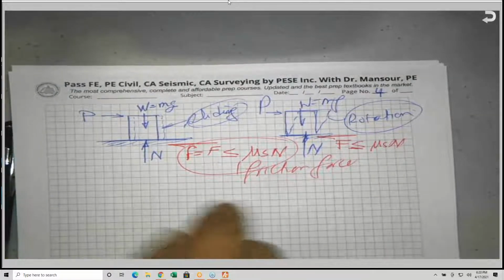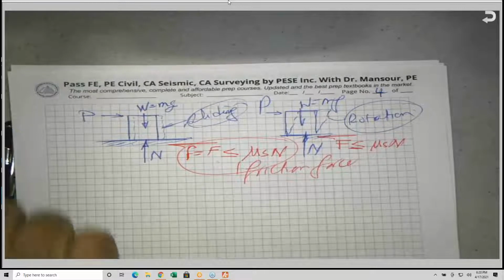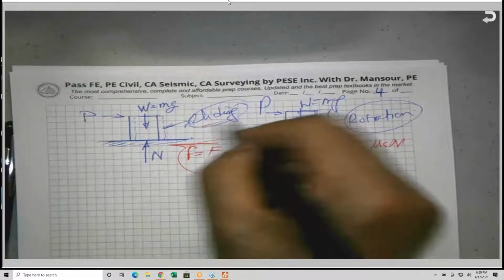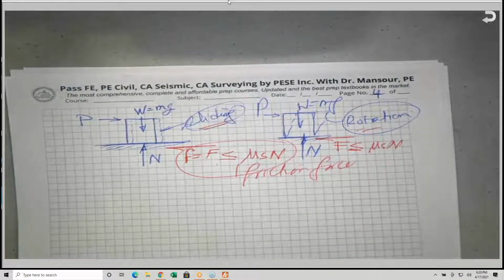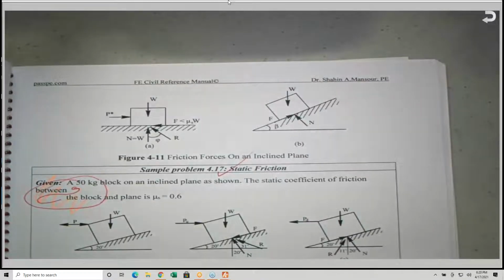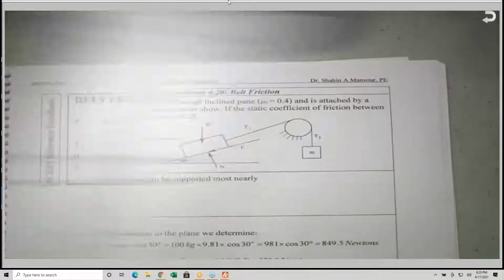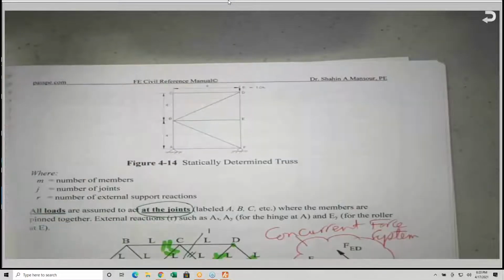And sometimes they have tricky problems. I believe I have a bunch of them. I will be glad to send you some, because you have to examine both. You have to examine the sliding scenario and the rotation scenario in order to get it right. Okay. I have many problems here: friction, belts, screws.